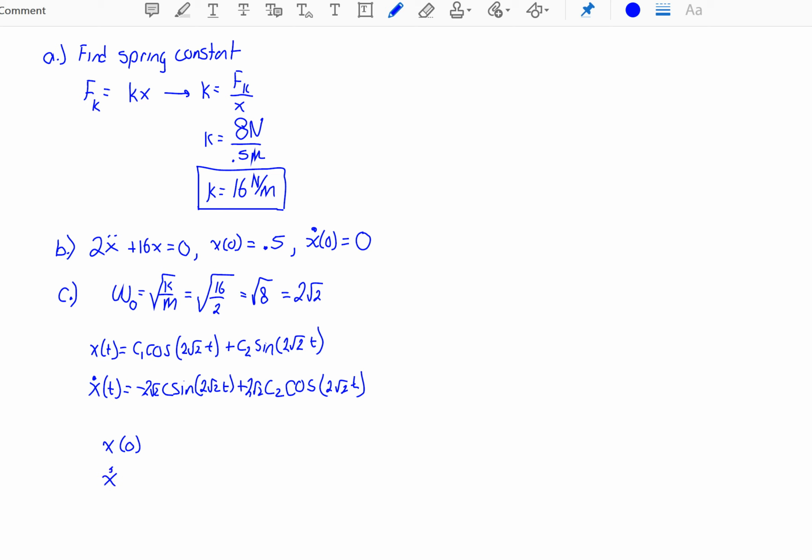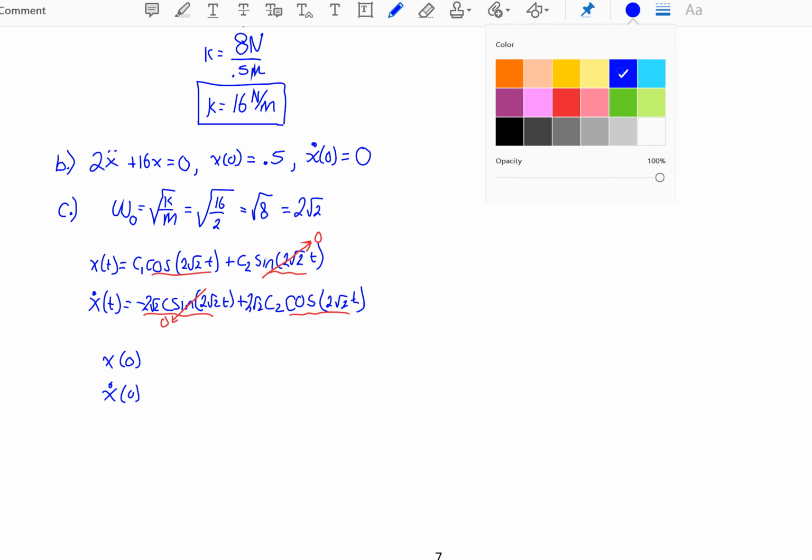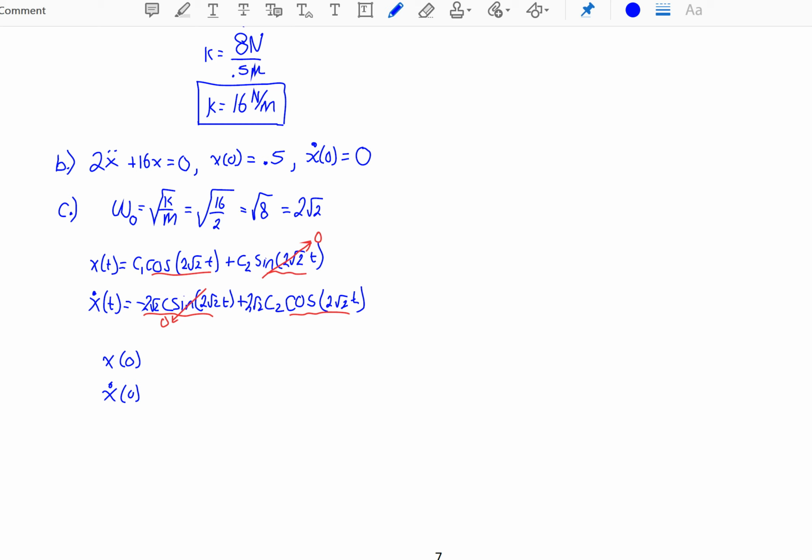And we wanted to evaluate both of these at 0 for our initial conditions. So remember, when we evaluate at 0, we're going to have the sine of 0 here. Sine of 0 is going to be 0, so this term will go away. Similarly, this term will go away. Also remember that when we evaluate at 0, cosine of 0 is always 1. So this will allow us to say that x of 0 is just going to be c1, and x prime of 0 should be 2 root 2 c2.